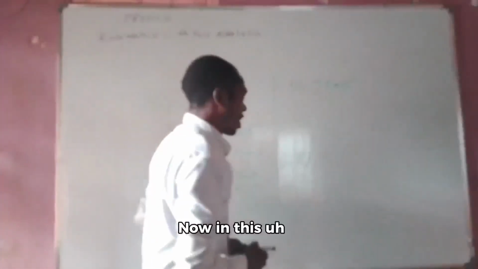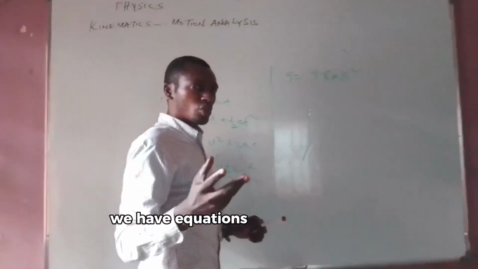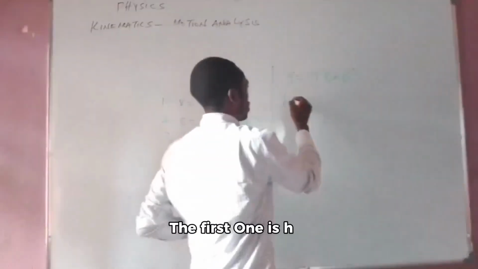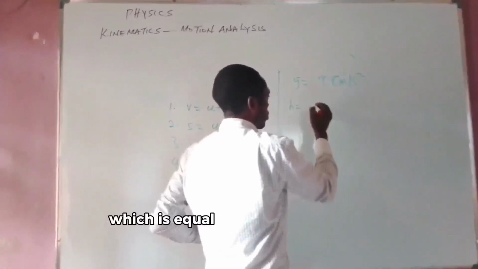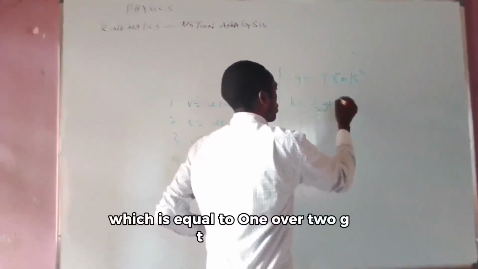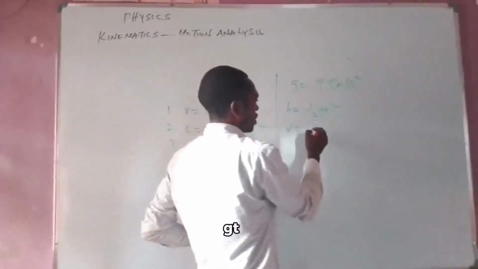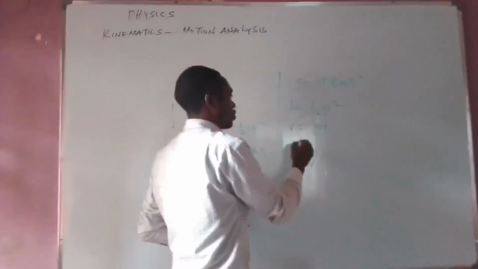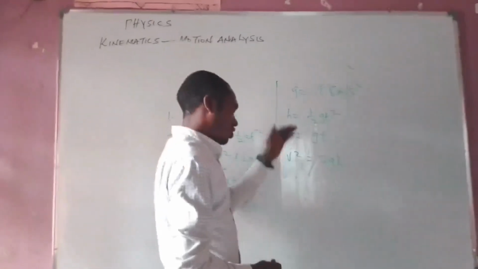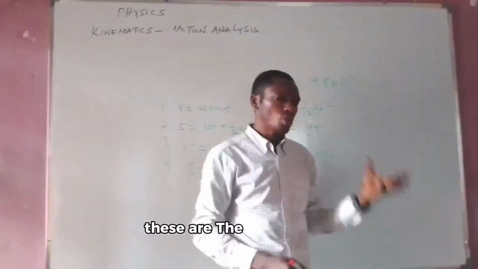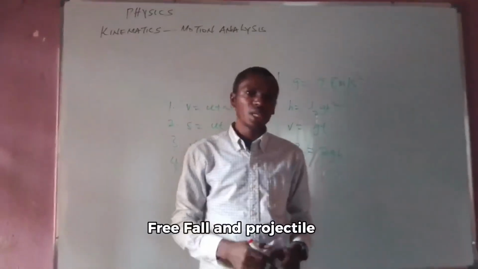Now, when we are considering free fall and projectile motion, we have equations used to calculate this. The first one is h, the vertical distance, which is equal to 1/2 gt². The next one is v, which is given as gt. Then we also have v squared, which is given as 2gh. These are the equations we make use of when we are discussing free fall and projectile motion.